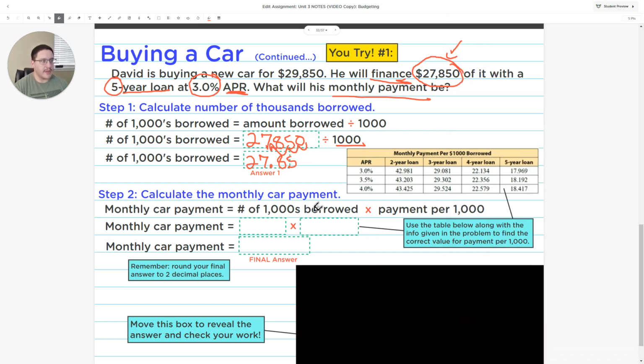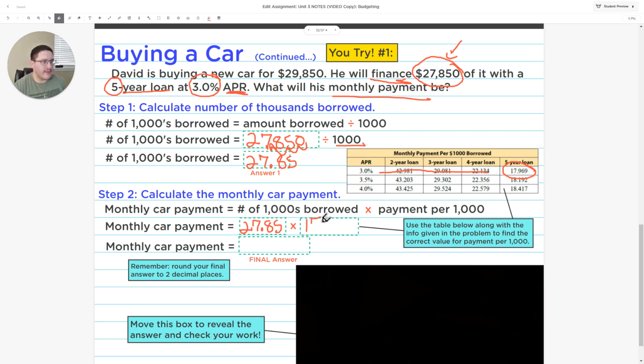Step 2, calculate the monthly car payment. We're going to take the number of thousands borrowed, which is 27.85, and then multiply with the payment per 1,000, which is going to be found using this table to the right. So this is a 5-year loan at 3% APR. So if we follow the table, our monthly payment is going to be 17.969 per 1,000 borrowed. So we're going to multiply this times 27.85.